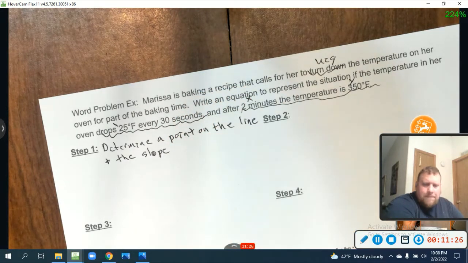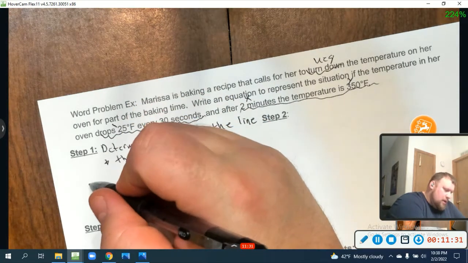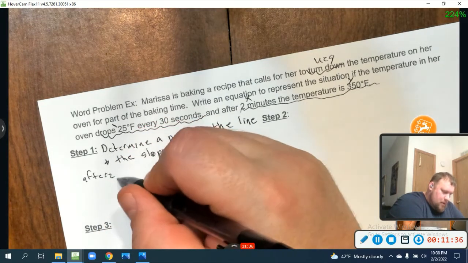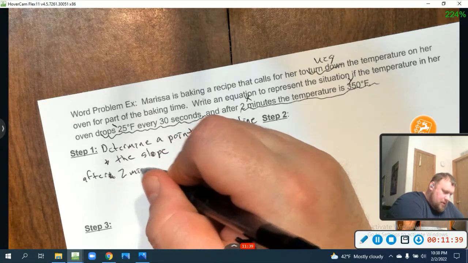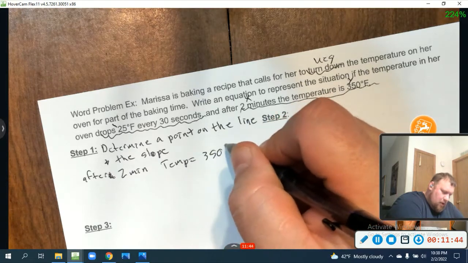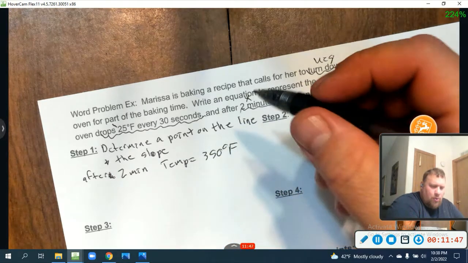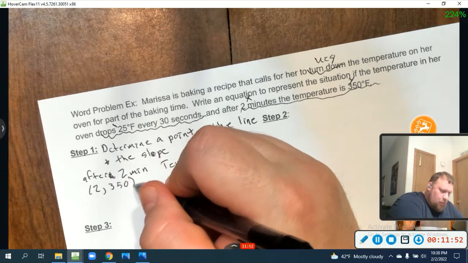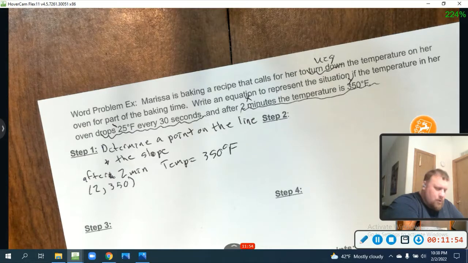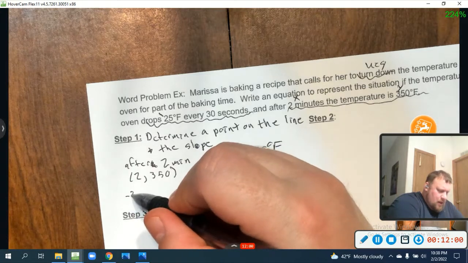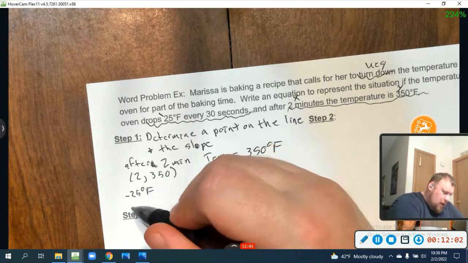or rate, whatever. Okay? So in this case, it says after 2 minutes, temp equals 350 degrees Fahrenheit. So that's going to lead us to a point, 2, 350. That's our point we're given, our XY point, right? And what's our slope? Well, our slope is really given as a rate. And what is our rate? It is negative 25 degrees Fahrenheit every 30 seconds.